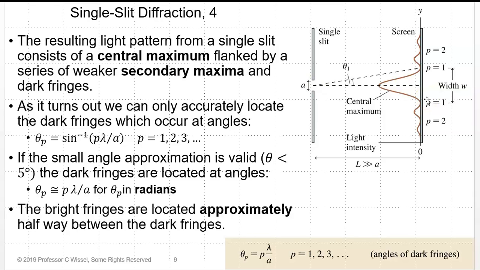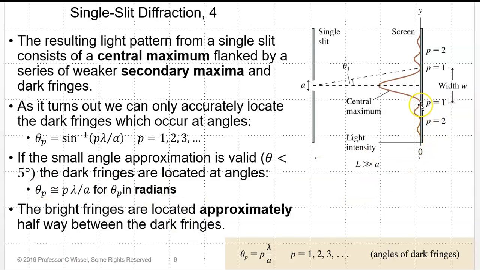As it turns out, we can only accurately locate the dark fringes, which occur at angles of theta_p equals the inverse sine of p lambda/a. If the small angle approximation is valid, that is, theta is less than 5 degrees, the dark fringes are located at the angle of theta_p equals p lambda/a for theta_p in radians. Be careful with that. The bright fringes are located approximately halfway between the dark fringes.